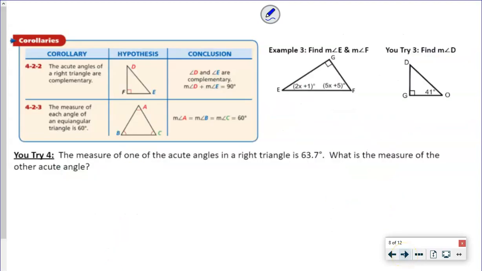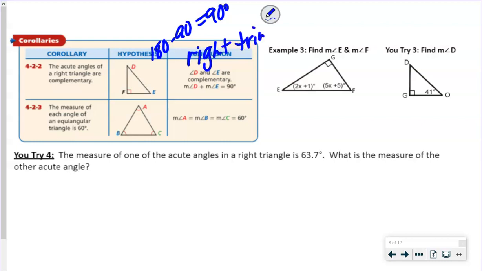So here's our corollaries. Our first corollary says the acute angles of a right triangle are complementary. That makes sense, right? Because here we would be doing 180 minus 90, and doesn't that equal 90? So when we do these types of problems, when there's a right angle, we can just say those two other angles, when they're added together, they equal 90, right? And so this has to do with a right triangle.